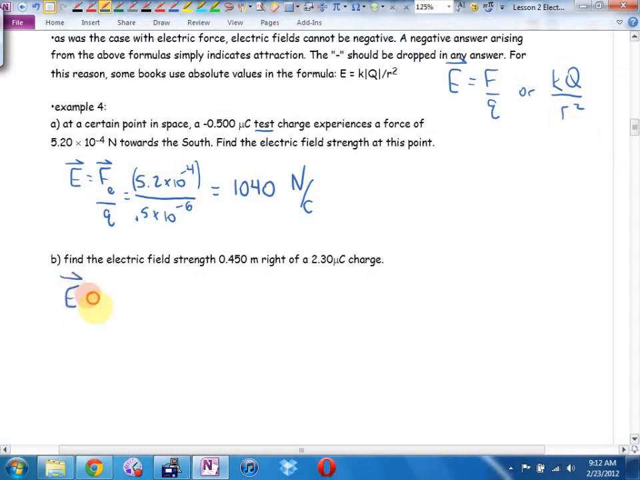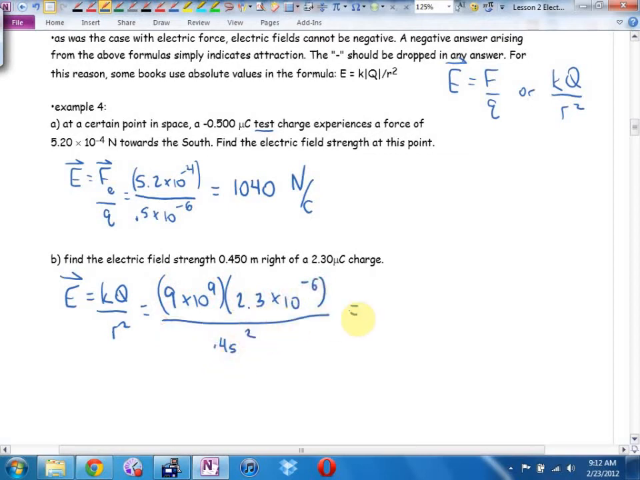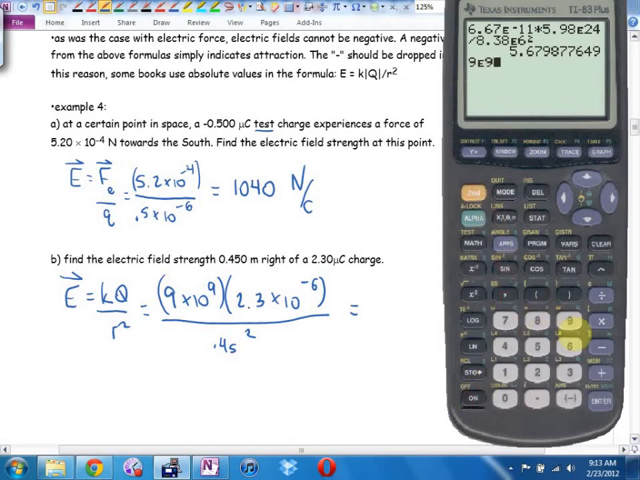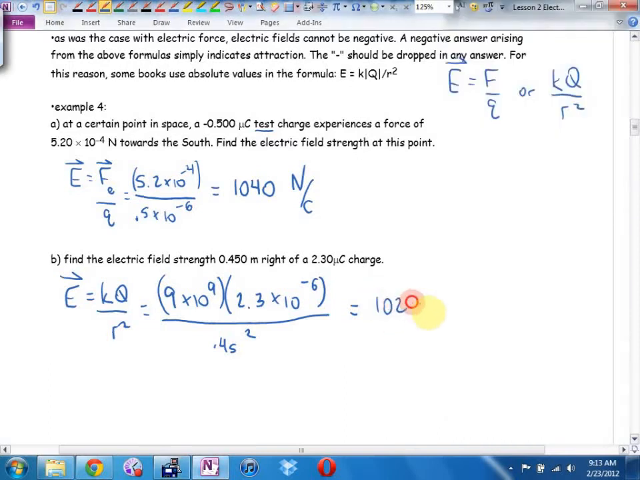So the electric field here is going to be KQ over R squared. It's going to be 9 times 10 to the 9th, 2.3 times 10 to the -6, divided by 0.45 squared. You get 102,000? 102,000 newtons per coulomb, or 1.02 times 10 to the fifth newtons per coulomb. It's this electric field that is acting on charges to move them around.